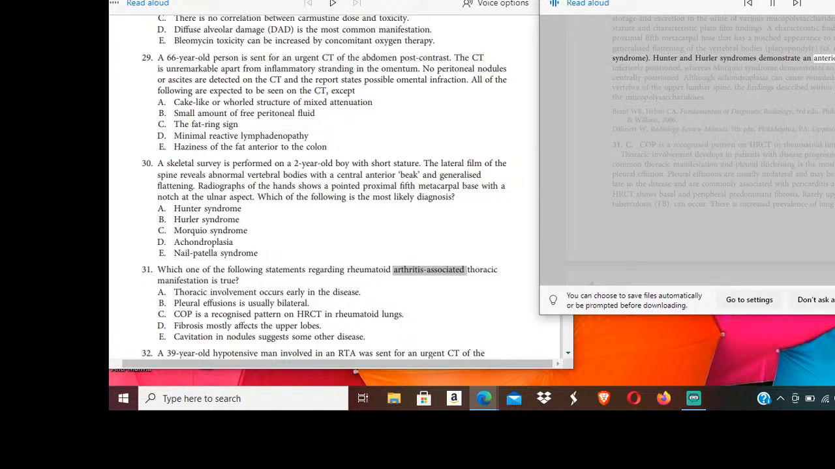Hunter and Hurler syndromes demonstrate an anterior vertebral beak that is inferiorly positioned, whereas Morquio syndrome demonstrates an anterior vertebral beak that is centrally positioned. Although achondroplasia can cause rounded anterior beaking in the vertebra of the upper lumbar spine, the findings described within the hands are more typical of the mucopolysaccharidoses.